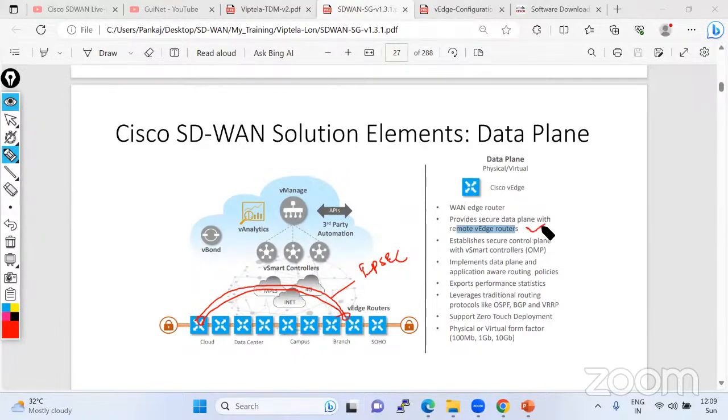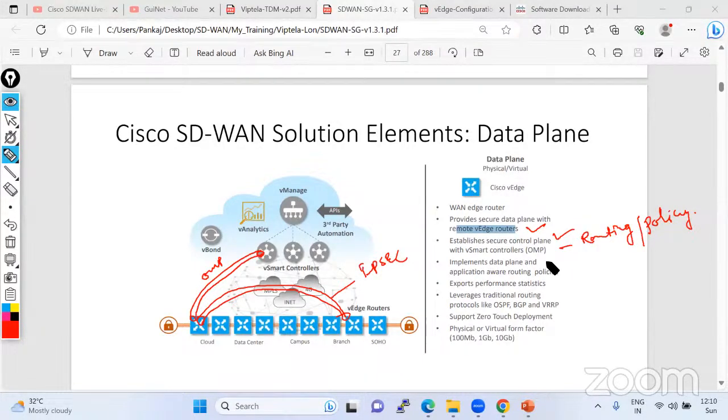So this is provide the secure data plane with the remote edge, and establish a secure control connection with the vSmart. See here, at the same time as building the IPsec tunnel, they also build one more tunnel, the OMP tunnel. Why is OMP required? To exchange the routing information. Routing and policy information, if you need it, you require this OMP tunnel.